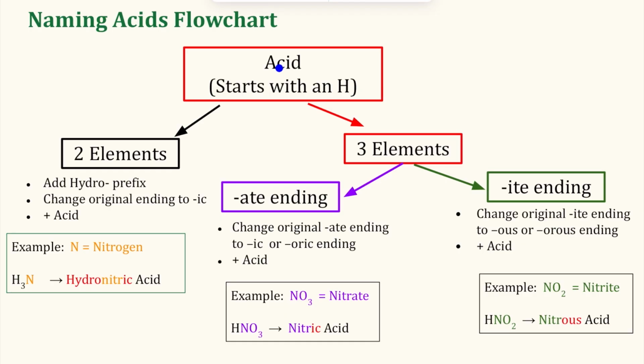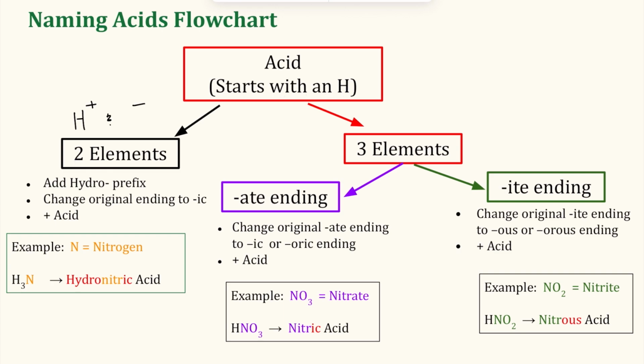When we have an acid that is just 2 elements, so it would be hydrogen and some other negative ion, when we're naming, we add that hydro prefix to the anion element, and then we change the original ending of that non-hydrogen element to "ic," and then we add acid on the name. And so an example would be if we're looking at an acid, H3N, hydrogen and nitrogen forming an acid, because it starts with an H in the compound.